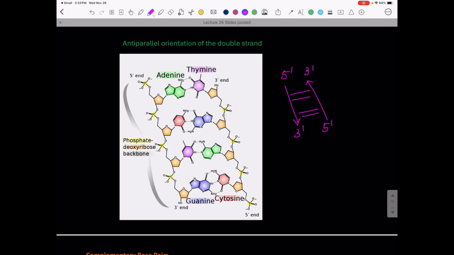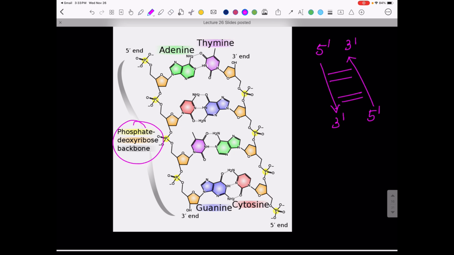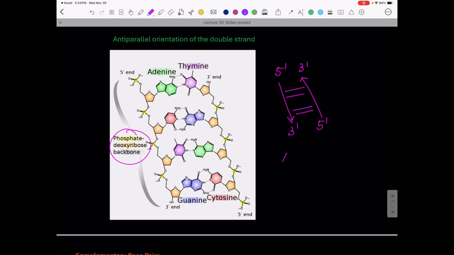So the backbone, the string that is holding the nucleotide chain together, is called a phosphate deoxyribose backbone. And we have the nitrogenous bases, and that base pairing is again adenine will base pair with thymine with 2 hydrogen bonds, and guanine will base pair with cytosine with 3 hydrogen bonds.